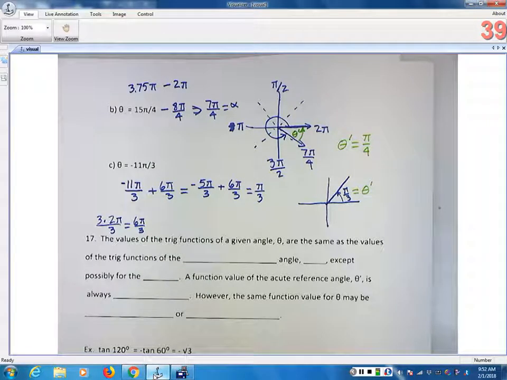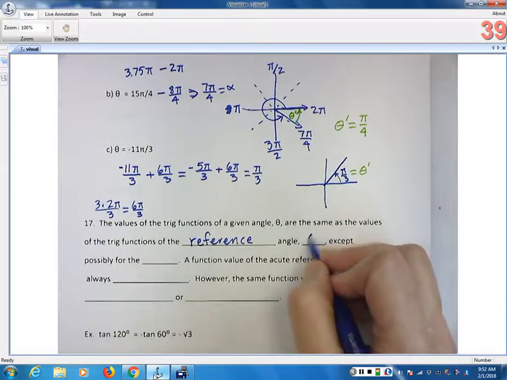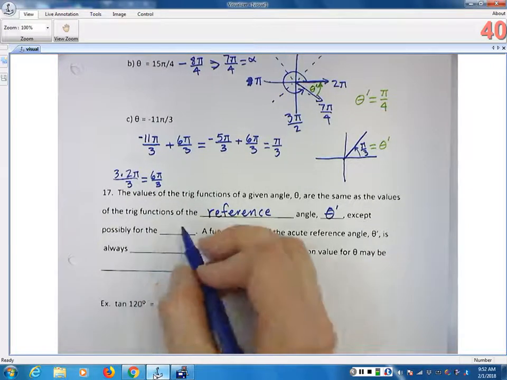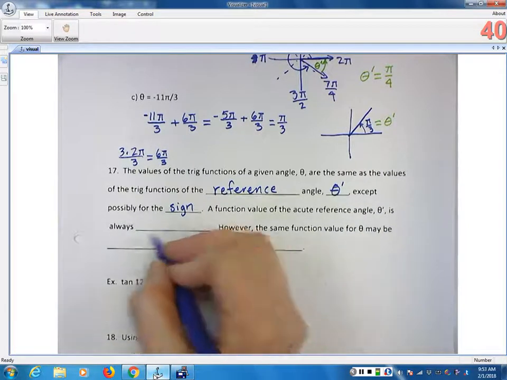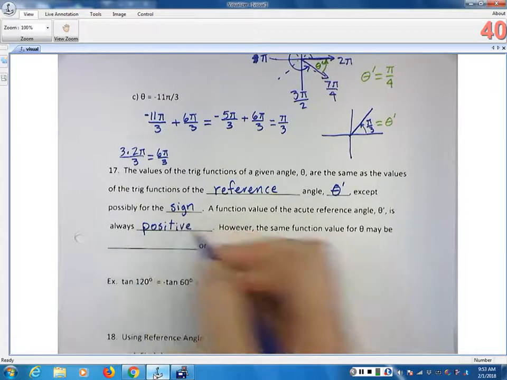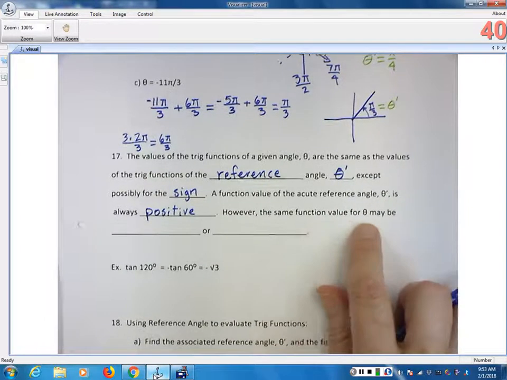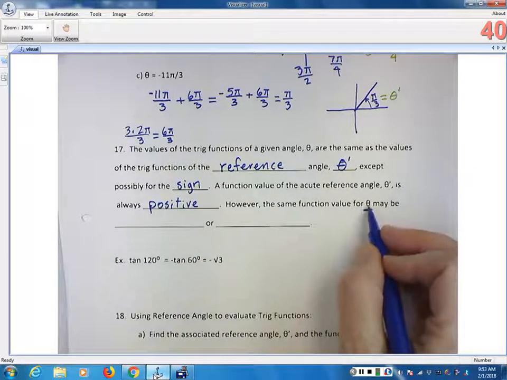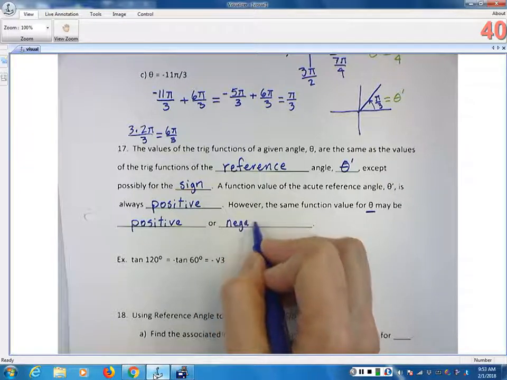All right. So number 17. The values of the trig functions of the given angle theta are the same as the values of the trig function of the reference angle theta prime, except possibly for the sign. A function value of the acute reference angle theta prime is always positive. However, the same function value for theta may be positive or negative, and we can tell that by the quadrant it's in.